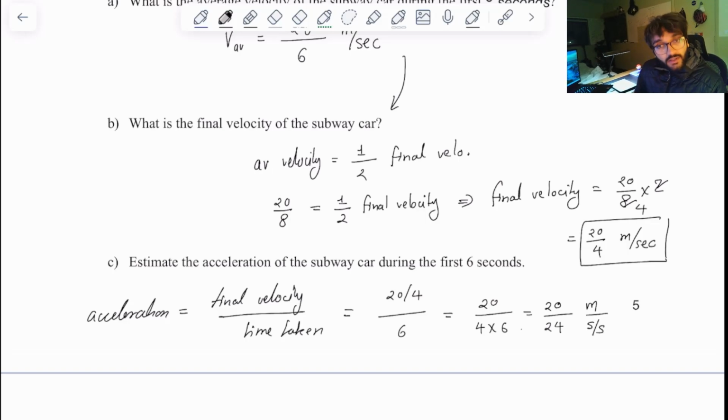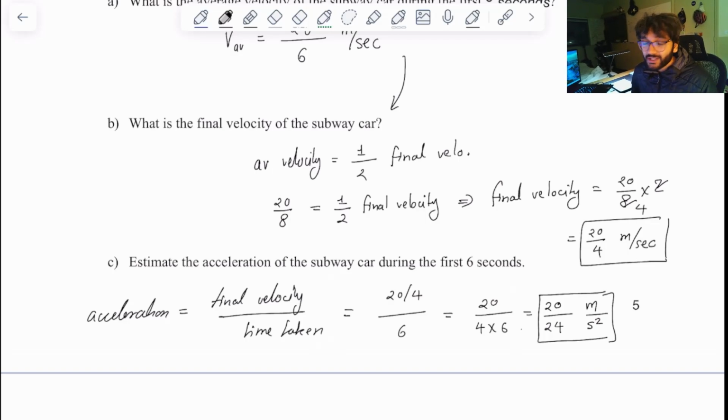The unit is meter over second over second. The reason is that on the top you've got velocity, which has units of meter per second. At the bottom you have time, which has units of second. So when you do meters per second over second, you get not meter per second, but meter per second square, because there are 2 seconds now downstairs. So that is the answer, 20 over 24 meters per second square.